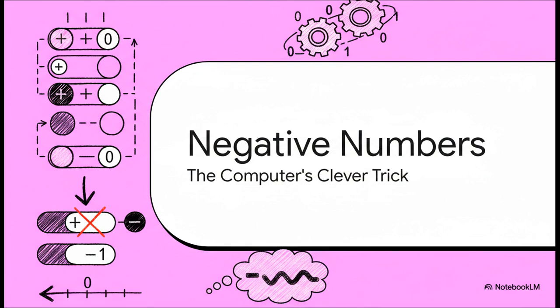Okay, so addition seems pretty straightforward, but what about subtraction? Or how about just the idea of a negative number? I mean, how do you represent less than 0 when all you have are on and off switches? This is where computers get really, really clever.